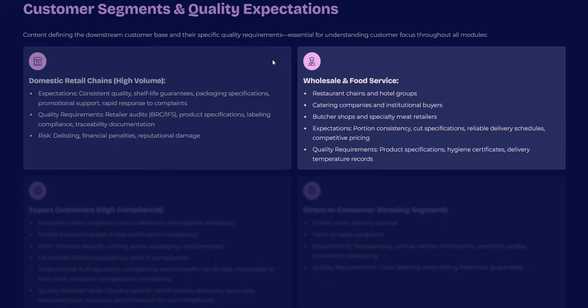Let's look at the wholesale and food services customers here. It includes restaurant chains and hotel groups, catering companies and institutional buyers, butcher shops, and specialty meat retailers. What are their expectations? They include portion consistency, cut specifications, reliable delivery schedule, and competitive pricing. Our quality requirements here include product specifications, hygiene certificates, delivery temperature control or records.